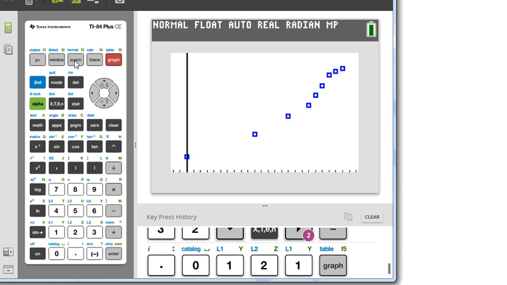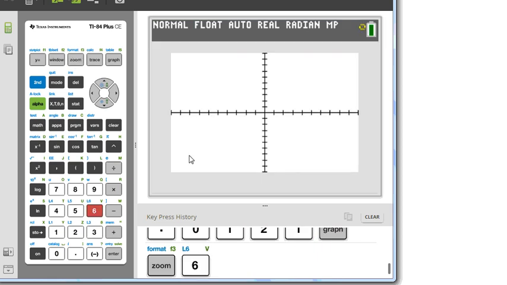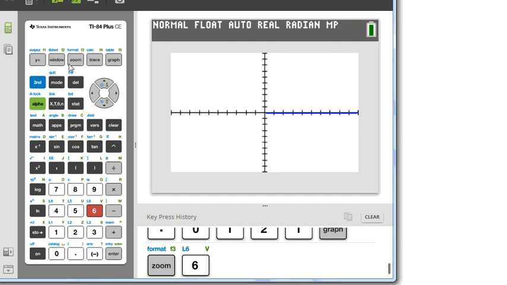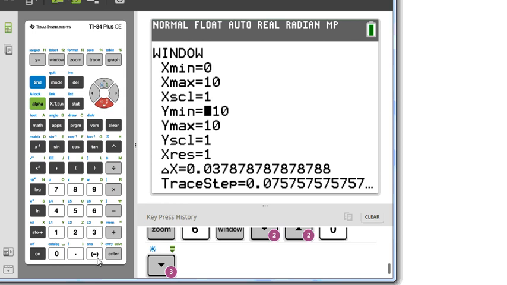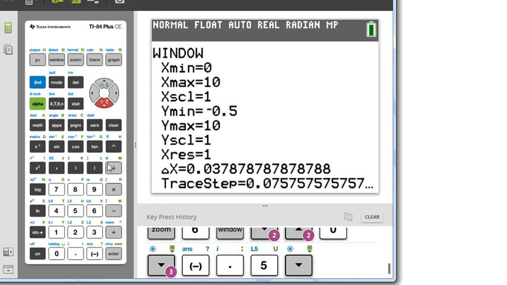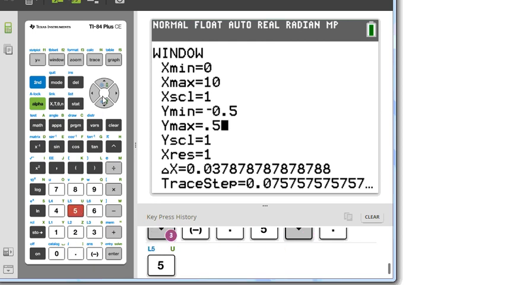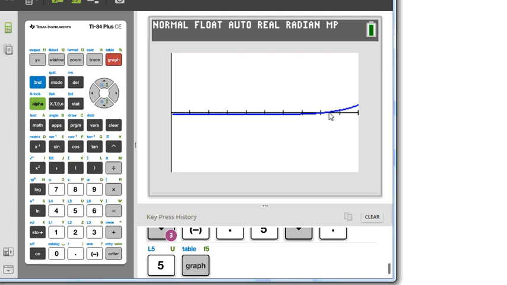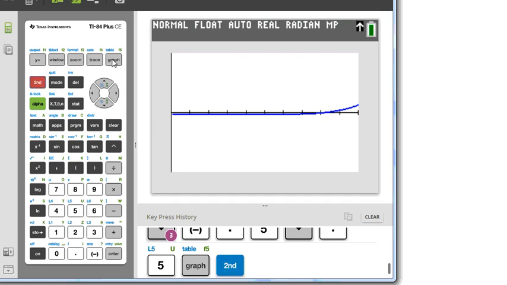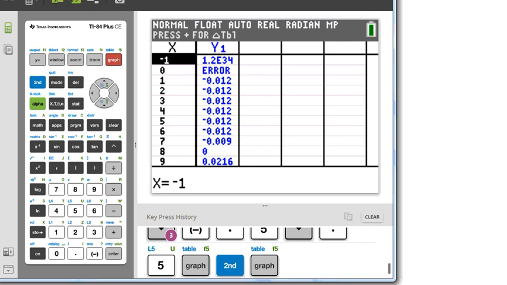I need to go to zoom 6. Do you see anything here? Yeah, it looks like something along the line here. We can tighten it in a little better. Window. Actually, I'd go here: y minimum negative 0.5, y maximum 0.5. See what happens here. Graph. It looks like we're crossing the x-axis. You go to table view, second graph. Let's see, at 8 we have a 0. So 8 is going to be our answer.